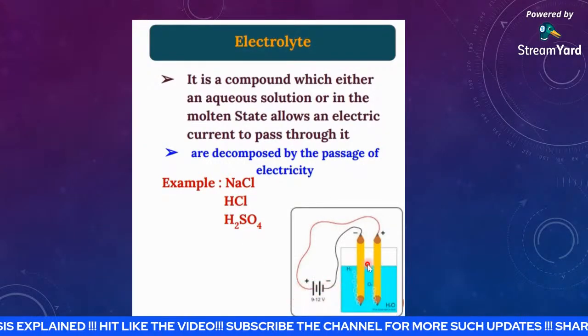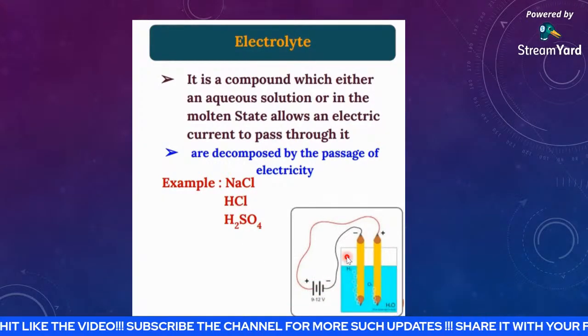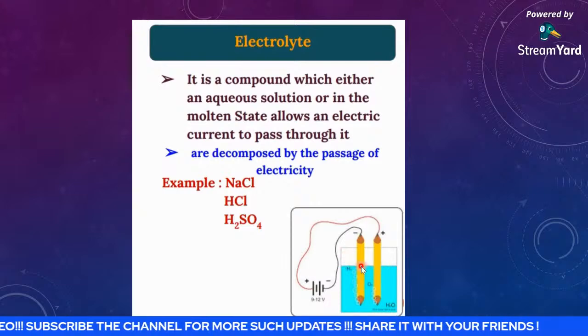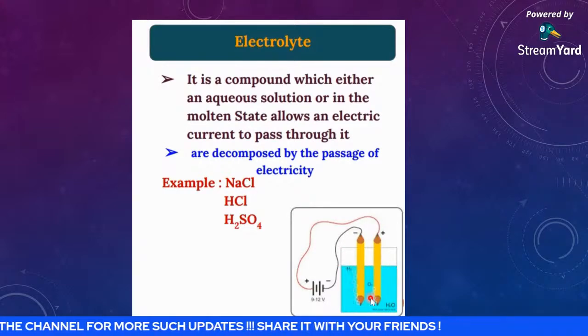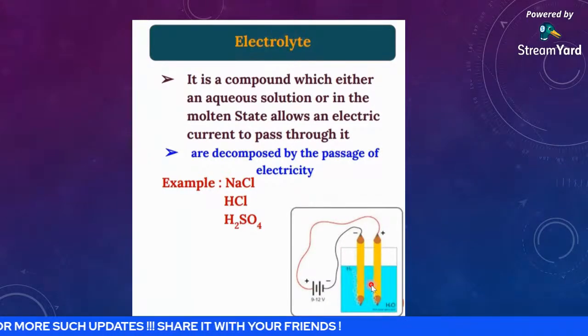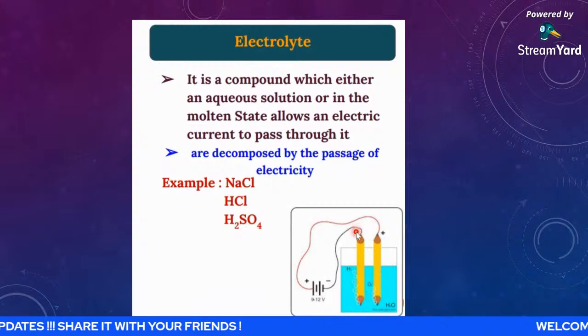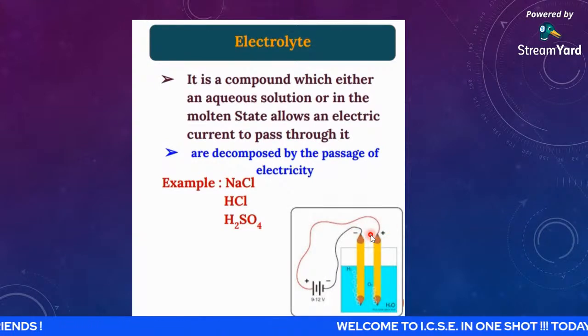This is the apparatus, the electrochemical cell, and over here the electrolyte is getting split at the two ends, namely the cathode and anode.